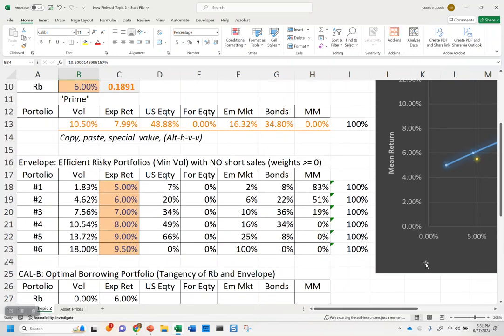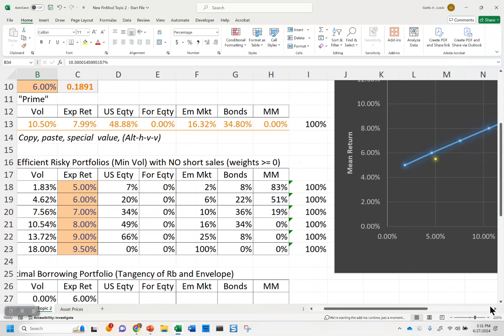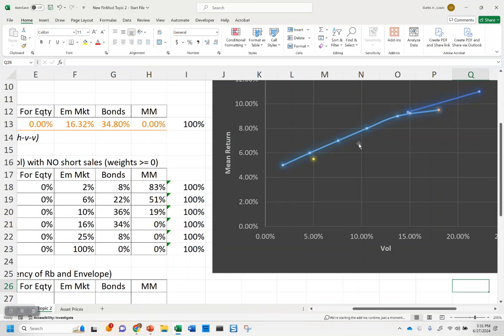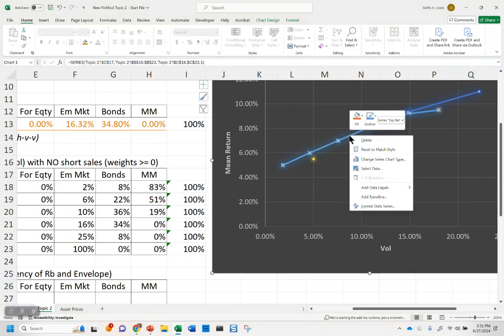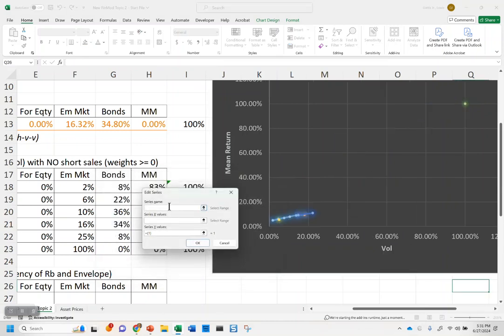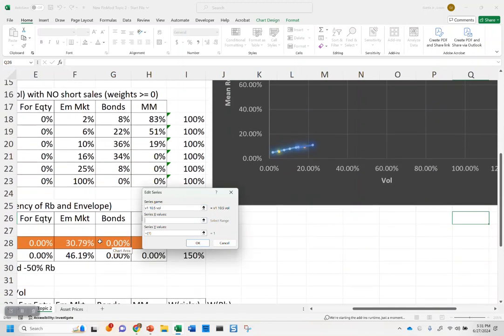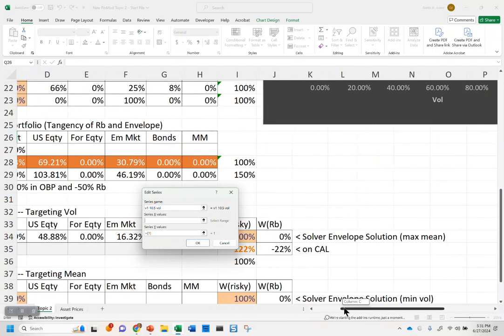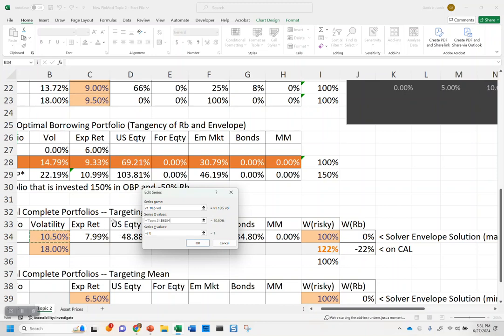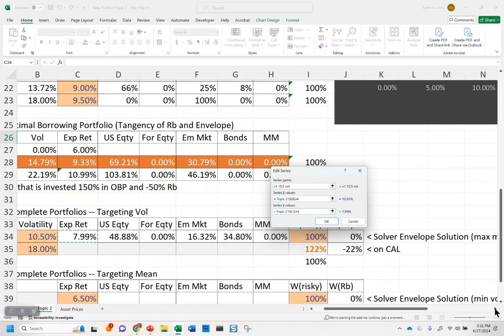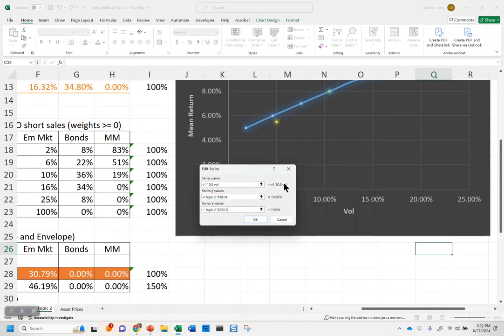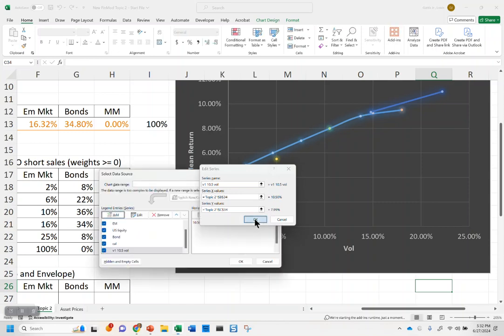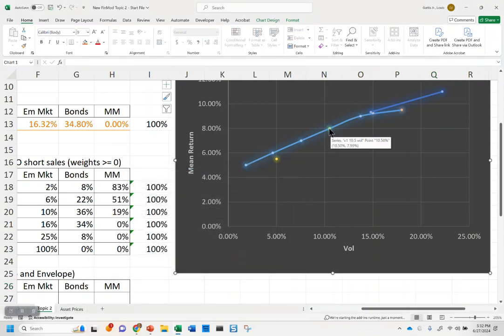And if we want to add that to the graph, we can come over here. Let's do a right click on the data. Select data. We're going to add, we'll call this V1. And I can just add another name, 10.5 vol. And our X value, the volatility, is that 10.5. Our Y value, the mean, is 7.99. And hopefully it shows up on our graph right at 10.5. So somewhere around here, and hit OK. OK. And there it is.